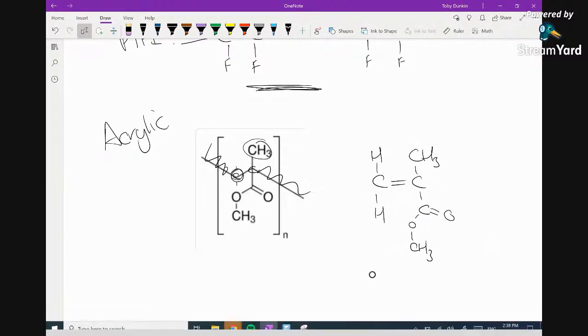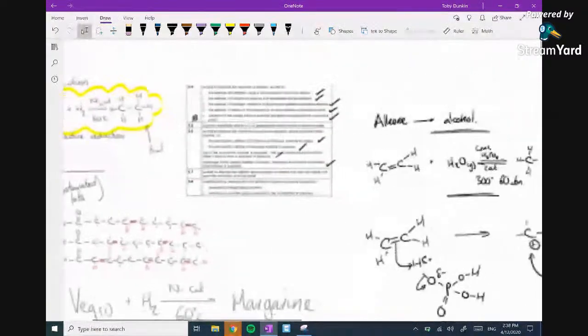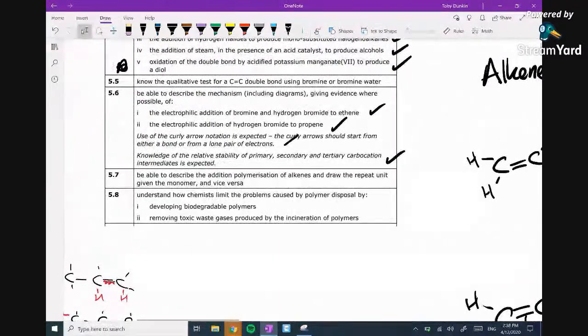Just quickly, going back to the document at the top, disposal, pretty sure that was on there. Be able to describe addition polymerisation of alkenes and draw repeat units given the monomer and vice versa. Discussed. Understand how chemists limit the problems of polymer disposal by developing biodegradable polymers. Polyalkenes are all non-biodegradable, because they're non-polar and the carbon-carbon bonds are very strong. So they're inert, they can't be attacked by water and they can't be attacked by bacteria. So they invented polyesters and polyamides, condensation polymers, which are technically deemed biodegradable.